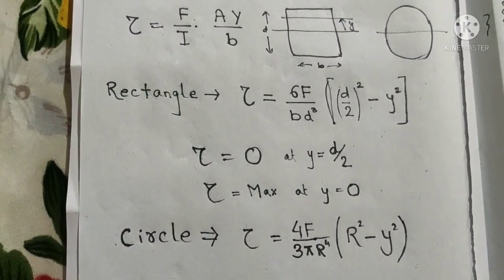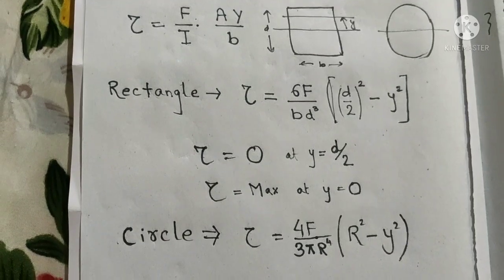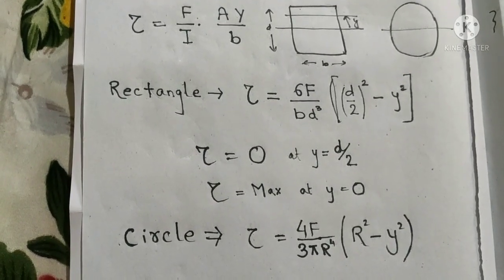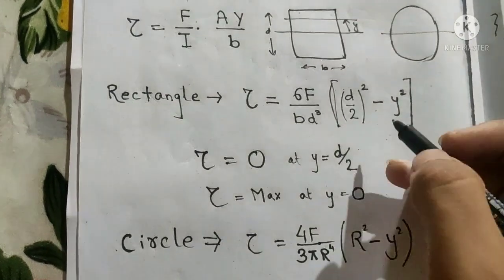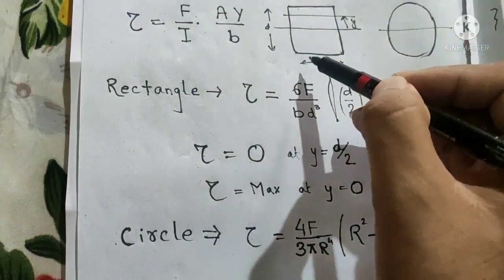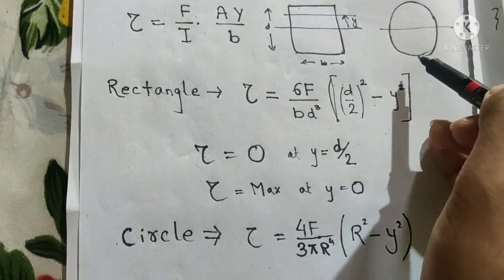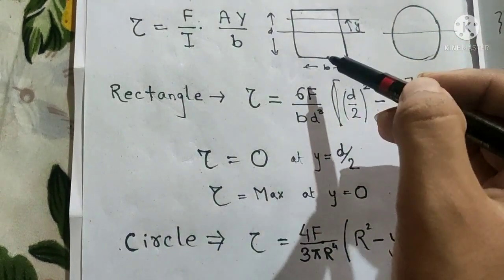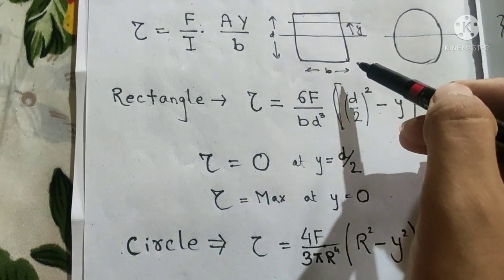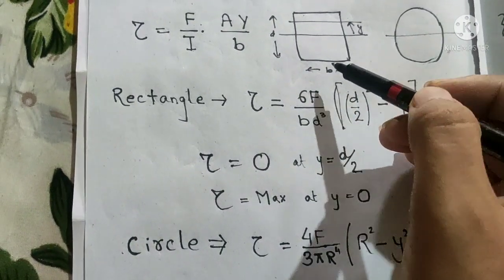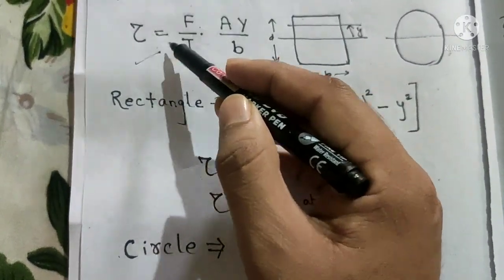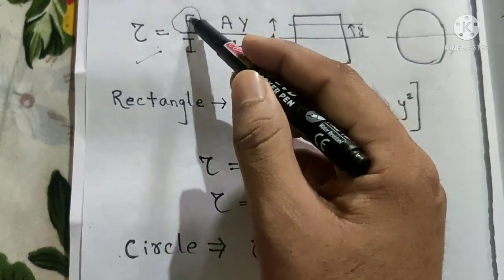In the previous video we talked about what will happen when we apply a bending moment on a beam, for a square cross section and a circular cross section, meaning which cross section is safe to use for bending. In this video I will talk about shear stress, where F is the applied shear force.